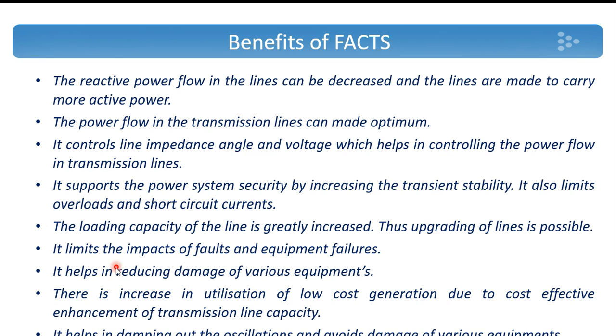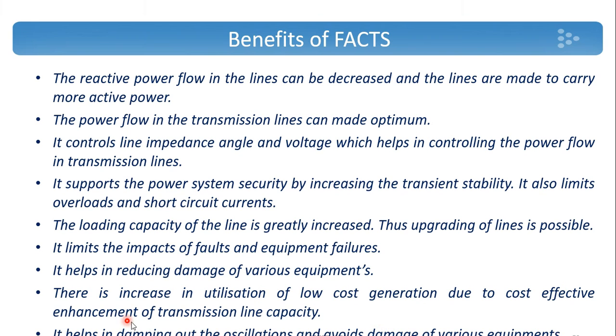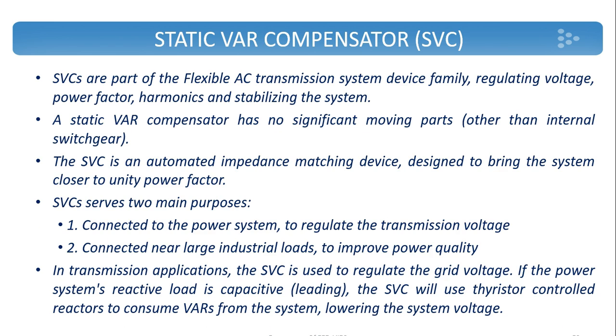It limits the impacts of faults and equipment failures. It helps in reducing damage of various equipments. There is increase in the utilization of low cost generation due to cost effective enhancement of transmission line capability. Efficiency increases. It helps in damping out oscillations and avoid damage of various equipments connected to the transmission system.